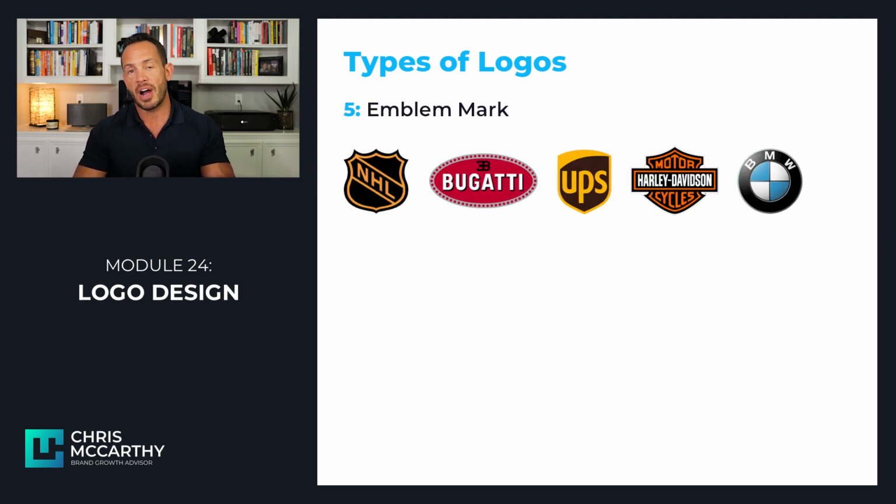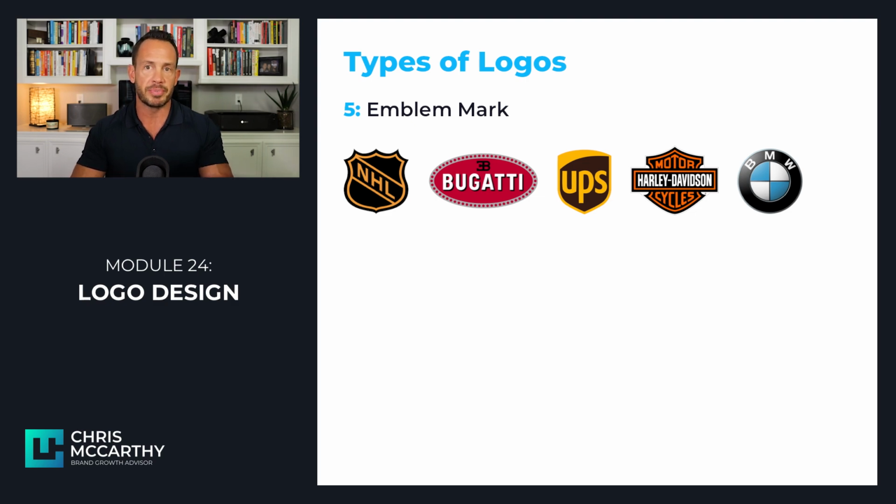Logo type number 5 are emblem marks. Similar to the combination mark, these logos often contain multiple elements like a word mark or a pictorial mark, but they are then designed within a shape that becomes part of the brand identity. If you choose to design an emblem mark, pay close attention to the text size.